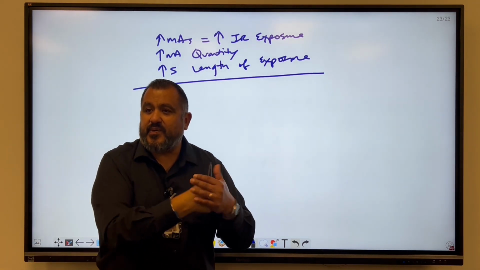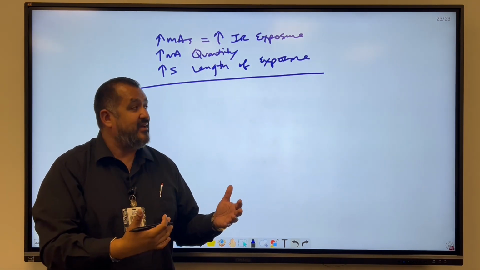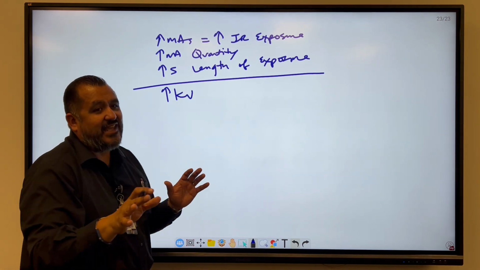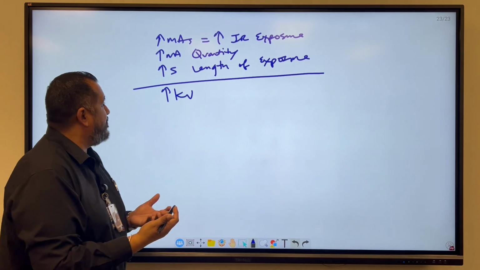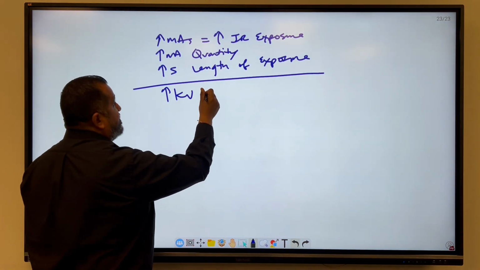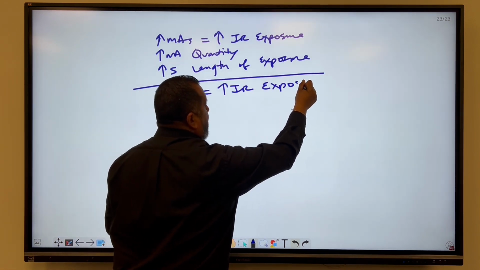Now, the other item is gonna be KVP. KVP is the punching power, the pushing power of the X-ray. It's the energy behind the photon, correct? So if you increase KVP, and I say KVP, I'm old, but it's gonna be KV now. But I still say KVP. But KV, kilovoltage, peak power. If you increase it, you're going to increase IR exposure. But I want you to know the why.